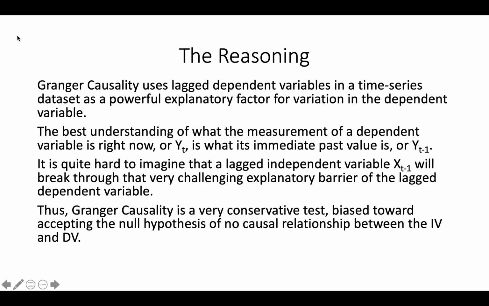So in this environment, it's rather difficult to imagine that a lagged independent variable, x sub t minus 1, would break through that very challenging explanatory barrier of that lagged dependent variable. In other words, the Granger causality test is a very conservative test, and it's biased toward accepting the null hypothesis of no causal relationship between the independent variable and the dependent variable, because we have the lagged values of that dependent variable in the regression model.